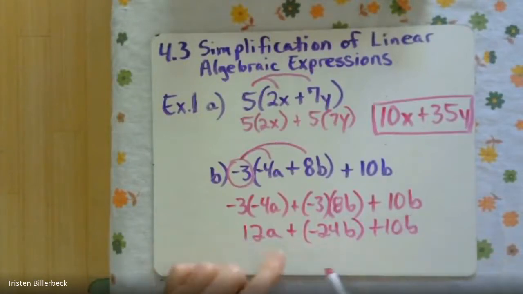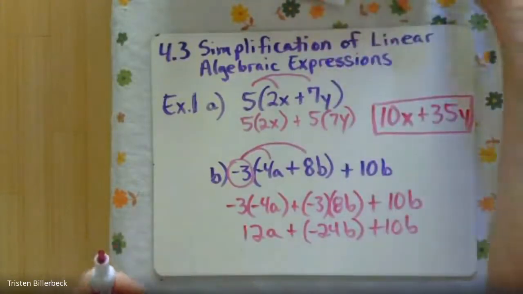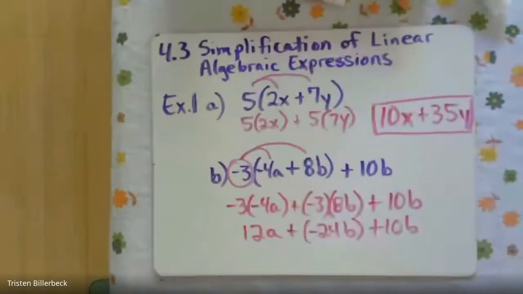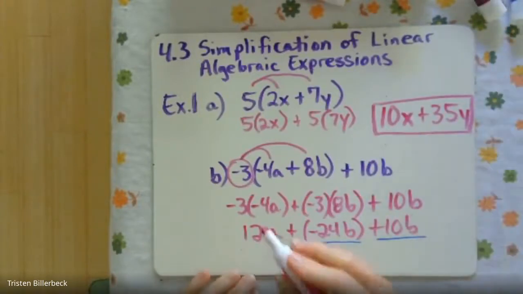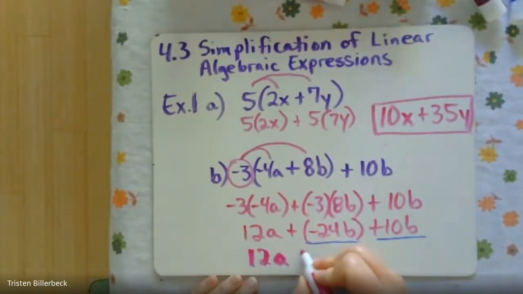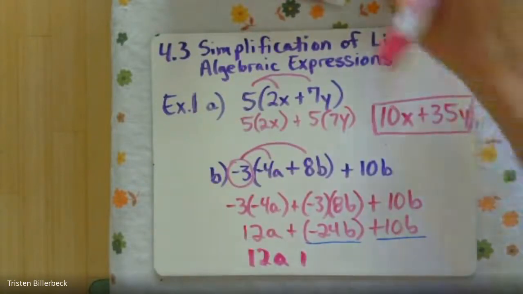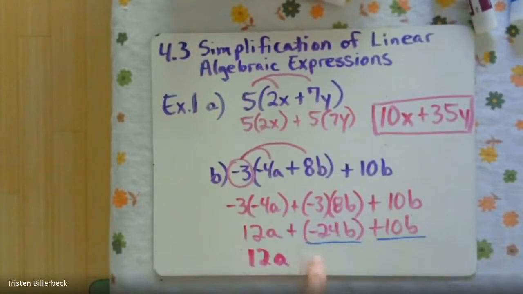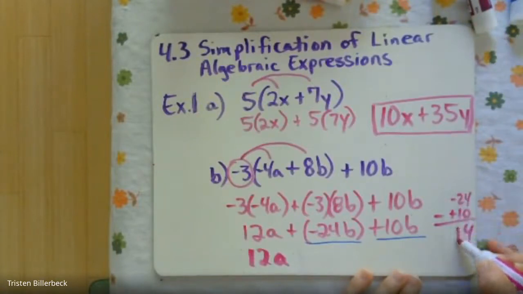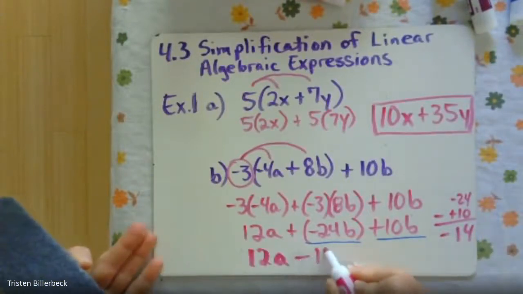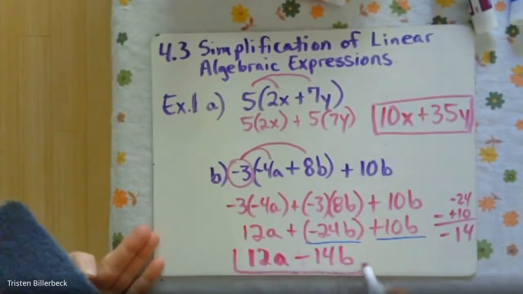So there's no like term for the a, but we can see that this term and this term are the same. They're both b's. So we have 12a plus, or it might not even be a plus, will it? Okay, so we have different signs, negative 24 and a positive 10, so we're going to subtract. So 4 minus 0 is 4, 2 minus 1 is 1, and then it's a negative sign because the bigger number is negative. So this is going to be minus 14b. So that'll be our answer.